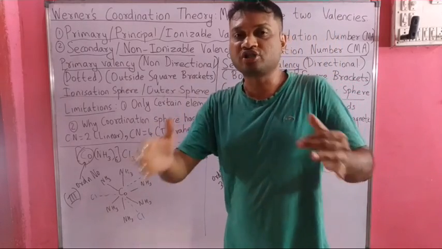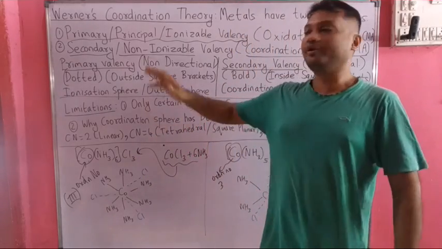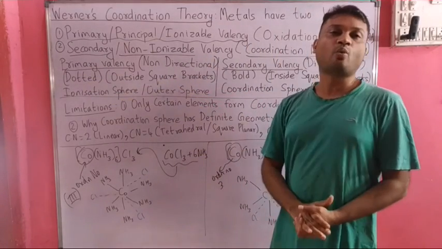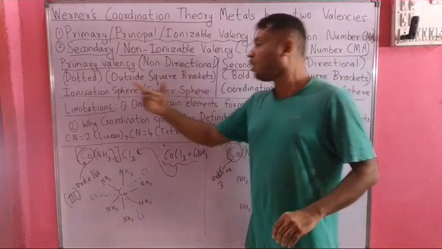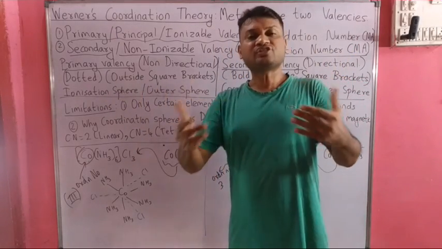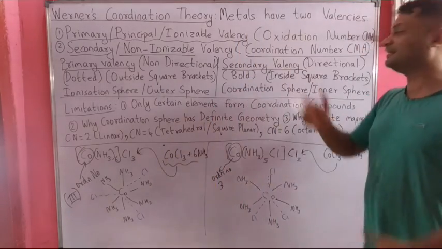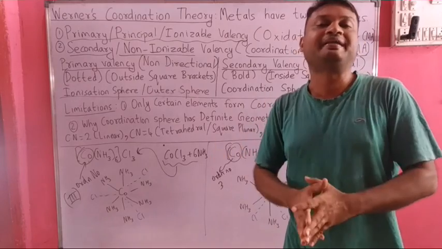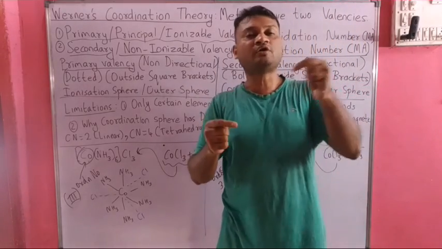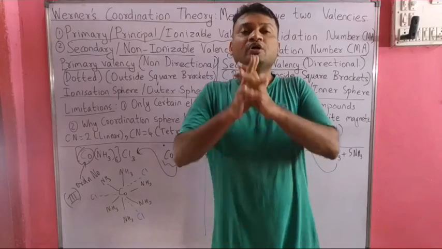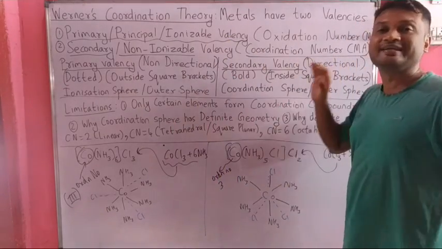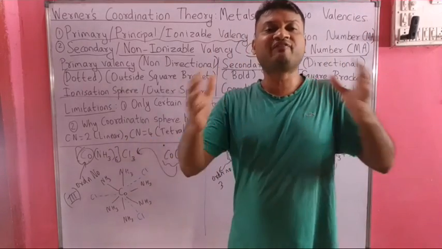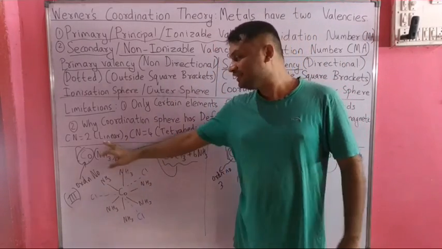One is, it refers to the oxidation number of the central metal atom. It is non-directional. It is denoted by dotted lines. It occurs outside the square brackets, which is the outer sphere or ionization sphere. Then let us discuss our next valency, which is secondary valency. The secondary valency refers to the coordination number of the central metal atom. That means how many coordinate bonds are formed by the central metal atom. So that is directional, because it leads to a particular geometry. For example, a coordination number of 2, which refers to hybridization of sp, gives linear geometry.